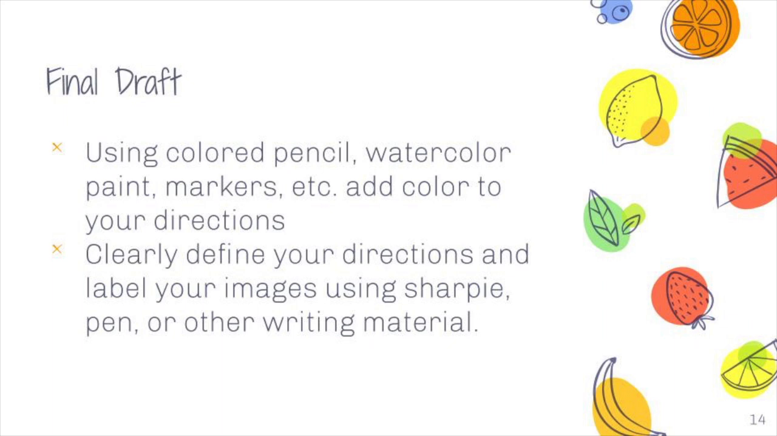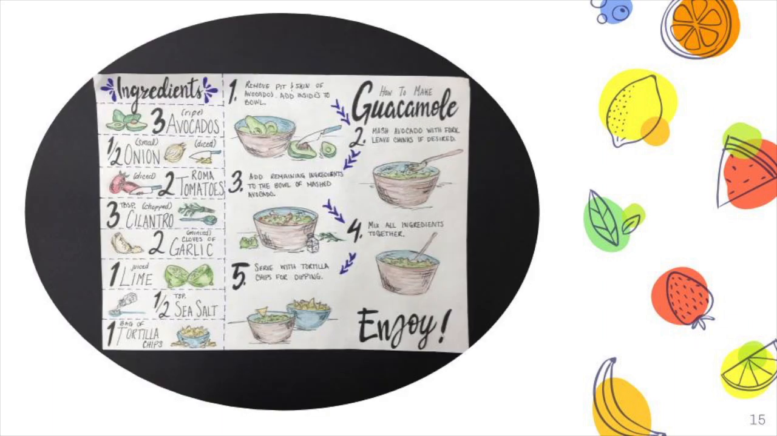Once your final draft is transferred over onto your final paper, you are going to design this however you want. So if you don't want to use color, you can use pen or Sharpie or pencil to add shading. You can use colored pencil, watercolor paint, markers, whatever you want to make sure that your directions are standing out. Clearly define the directions. Your job at this point is to make sure everything stands out. So you are in direct control of what materials you use to make that happen. And here is the example once again, so you can see what it looks like in its final form.